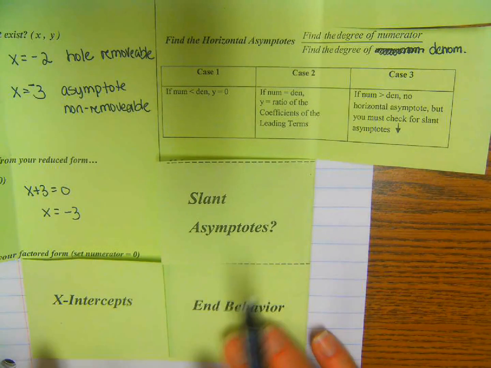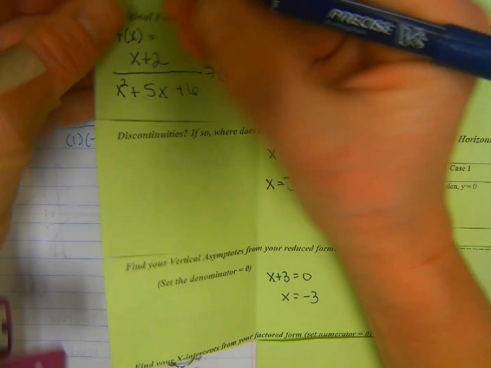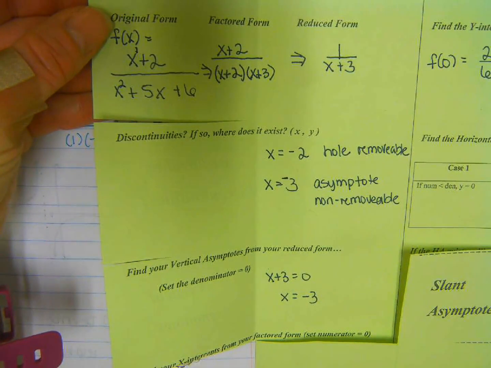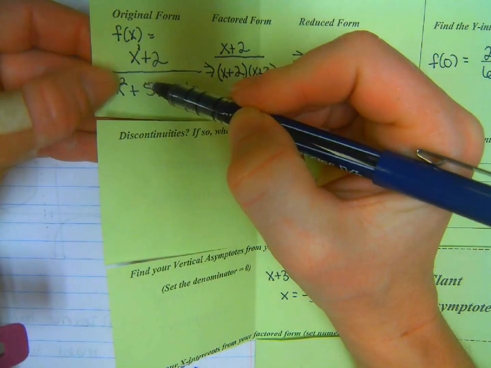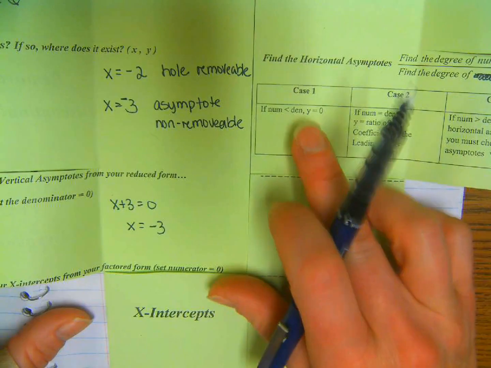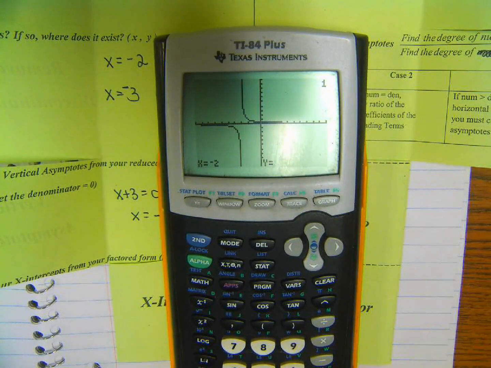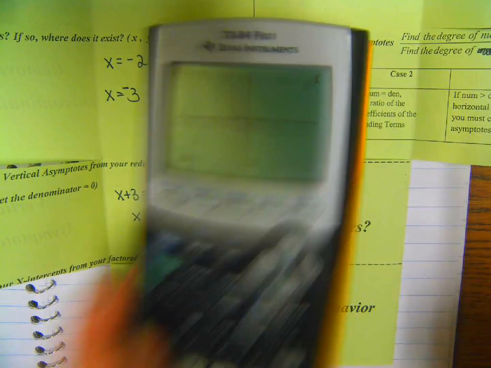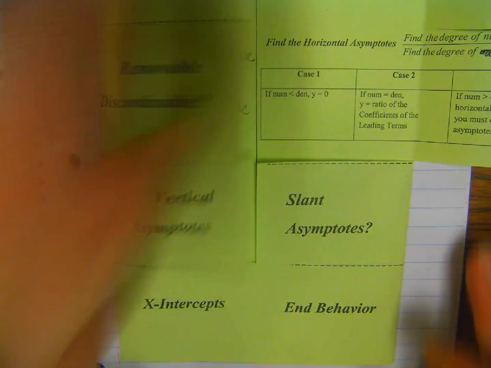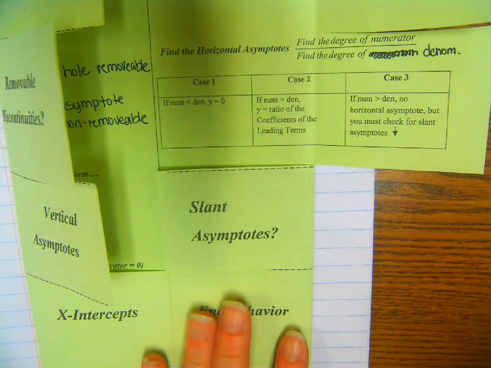So let's look at our case. Go to the original form. What's the degree of the numerator? 1. What's the degree of the denominator? 2. Does the numerator have a lower degree than the denominator? Yes, that's this case 1. What it's saying is there should be a horizontal asymptote at y equals 0. Does it look like that's the case? In a second, I'll give you case 2 and case 3 so you can see an example of that. All right, slant asymptotes, that would be if the numerator degree is greater than the denominator. And like I said, we'll talk about those on Thursday.